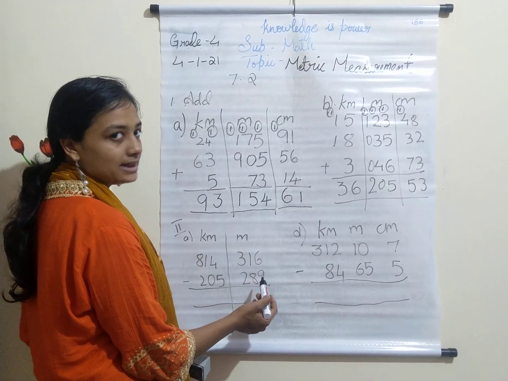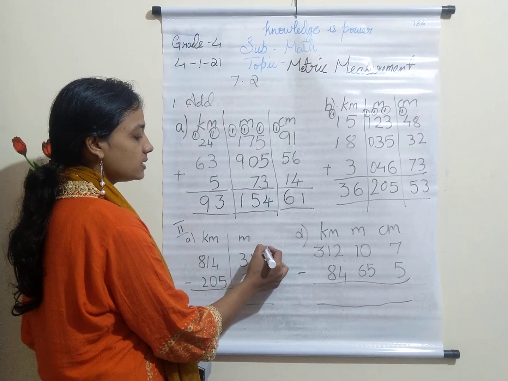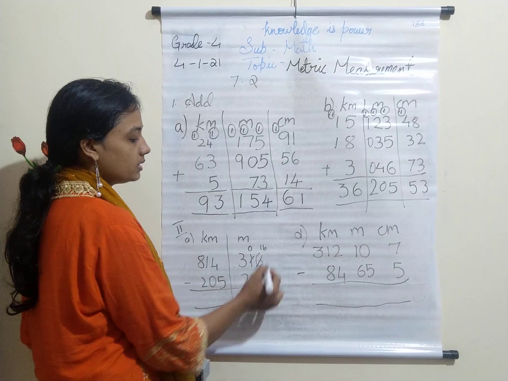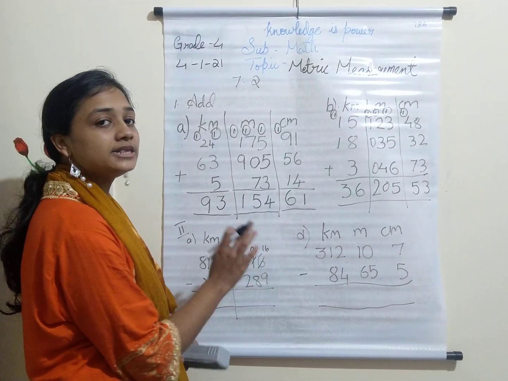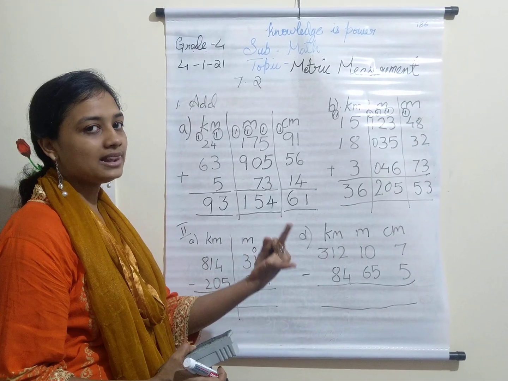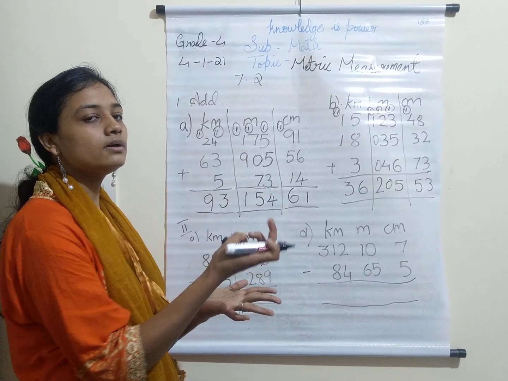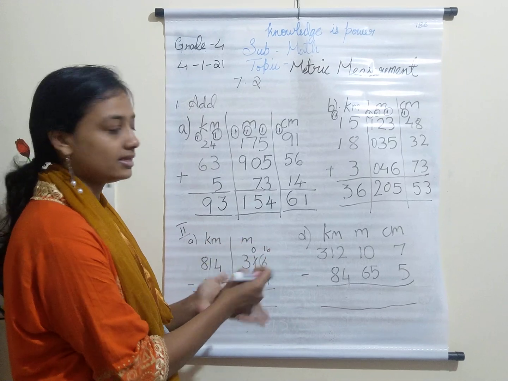6 minus 9, we cannot subtract. So you have to borrow. So 6 becomes 16. The next number 1 becomes 0. Now 16 minus 9. So then count after 9 and stop when you get the 16. So after 9 is 10, 11, 12, 13, 14, 15, 16. So the answer is 7.